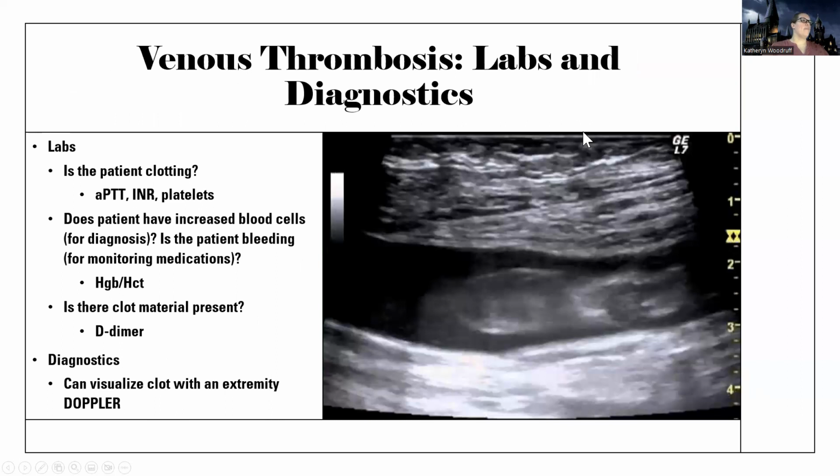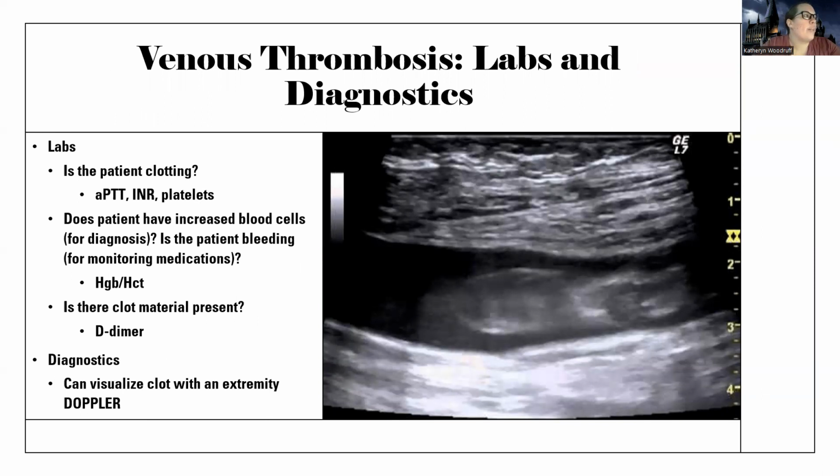Anyway, labs and diagnostics that can come with this: we really want to look for causes, and then we also are going to have certain labs that help tell us how the patient's doing with their treatment, because we're about to get into all the anticoagulants and some of the meds, which I know you're like, man, where are the meds in this section?